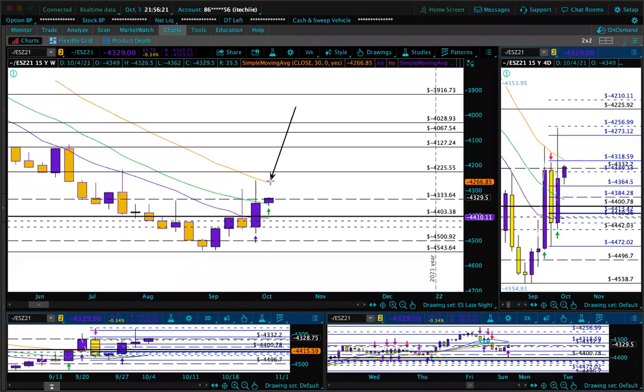But well, back to it. Let's get back to it. So again, ES, our target this week is for basically we got the 30 SMA. That's our target. We want to see a close above 4333.